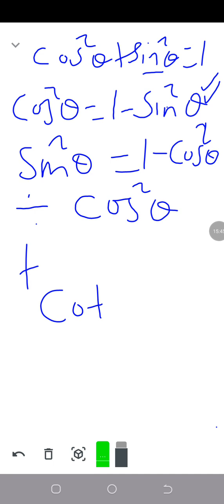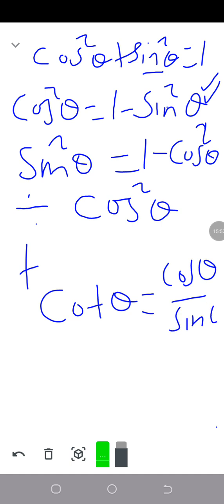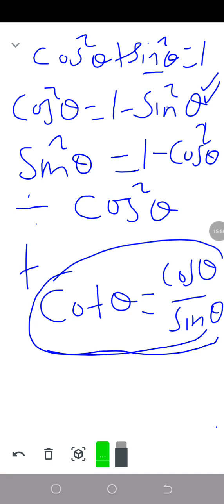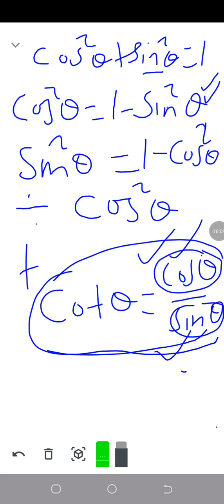Not also forgetting cot theta, which is the same as cos theta over sine theta. In fact, this one is the opposite of tangent, because tangent, which is tan theta, is the same as sine theta over cos theta. But we are seeing that cot theta here is cos over sine. So that's the difference. Those are the new ratios that you need to know.